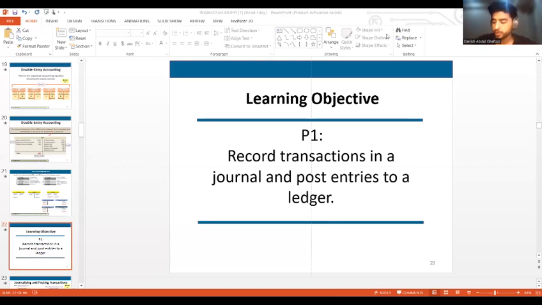Welcome back, guys. So, from where we left, we are starting off this topic, record transactions in a general journal and post entries to the ledger. First of all, in the previous lecture, we identified the transactions or events and then we analyzed those transactions. Now it's time to record the transactions in a journal and post entries to the ledger. So we have to do two tasks now. First is recording transactions in the general journal, then posting entries to the ledger. Then we will make a trial balance.